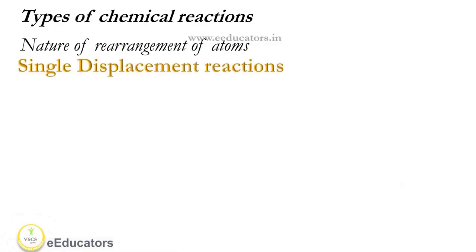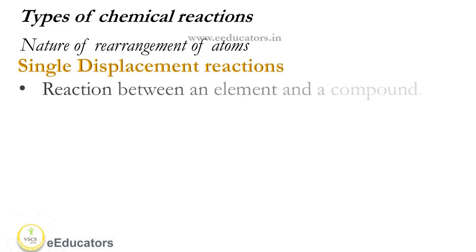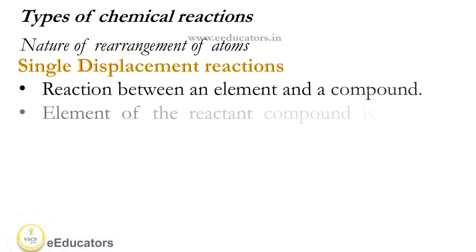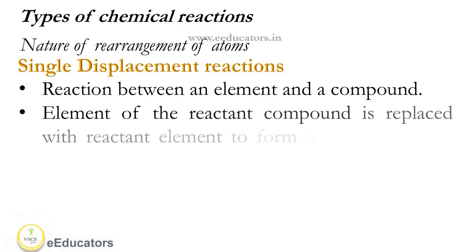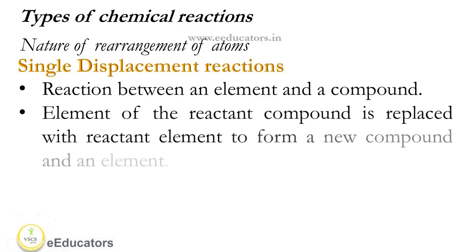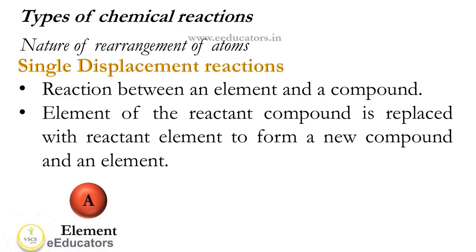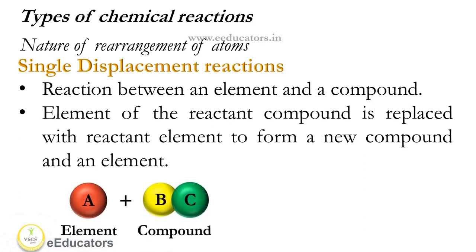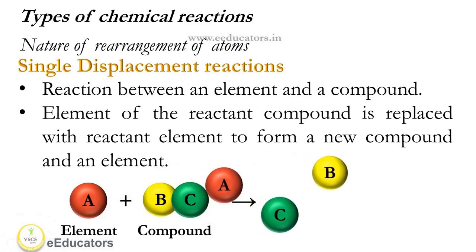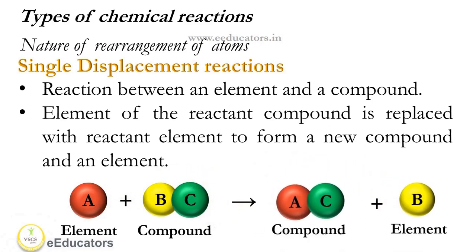Single displacement reactions. Reaction between an element and a compound. The element of the reactant compound is replaced with the reactant element to form a new compound and an element. Schematic representation of single displacement reactions. Take element A reacts with compound BC. The element A displaces element B and forms the compound AC and element B.